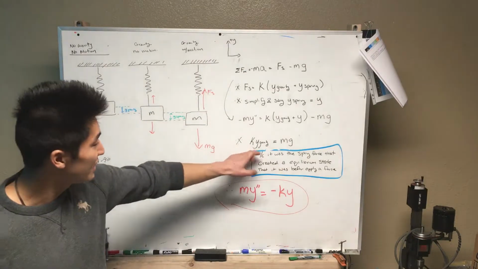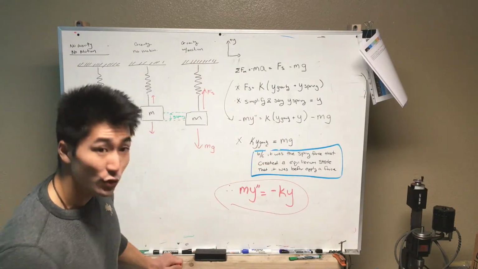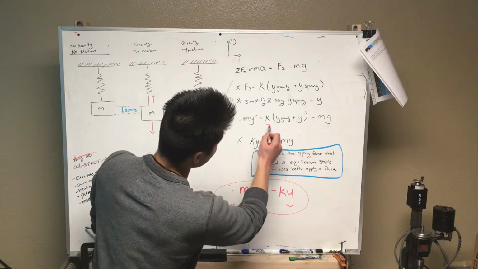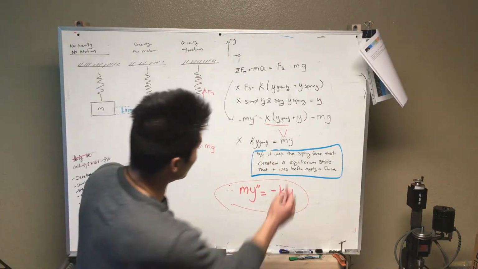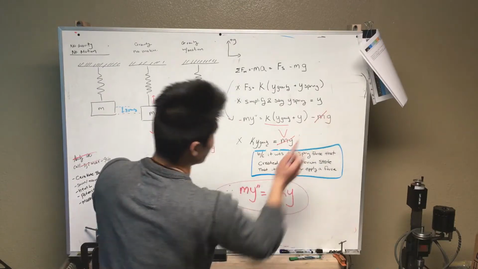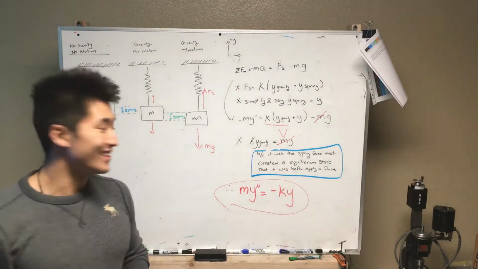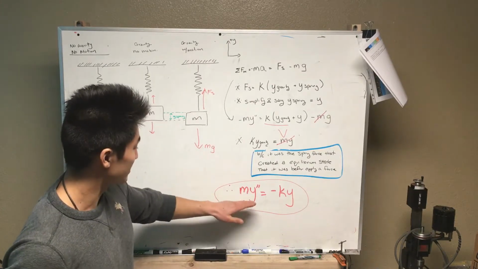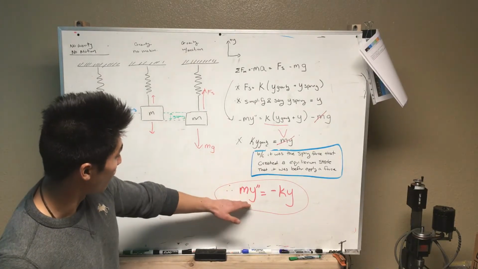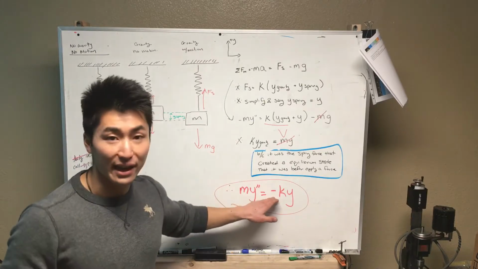So k y gravity equals mg, and all we're going to do is substitute this part with this, and we're going to notice that boom, mg minus mg, those two are going to cancel, and now we're left with mass times the second derivative of y equals negative k y.